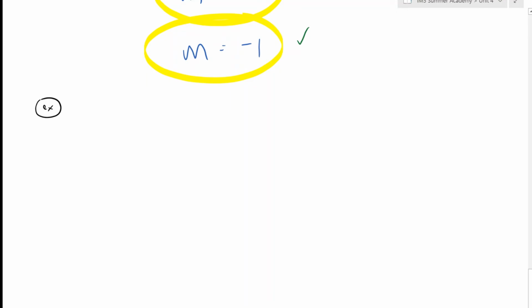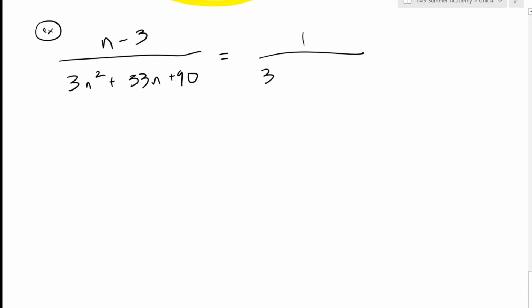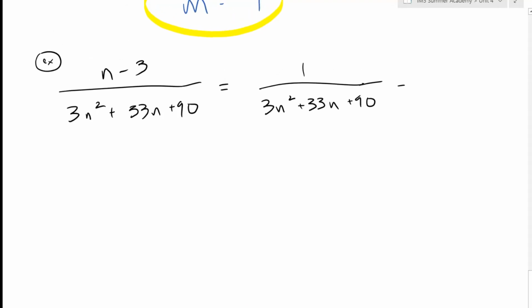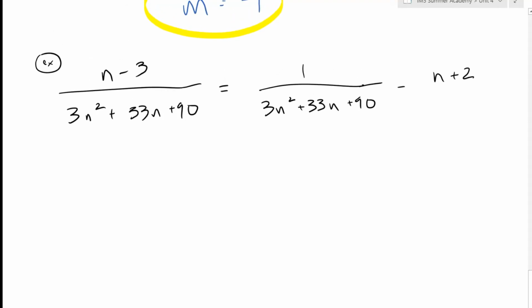Now let's take a look at maybe one of the more complicated ones we're going to see. Let's say it's n minus 3 over 3n squared plus 33n plus 90 equals 1 over 3n squared plus 33n plus 90 minus n plus 2 over 3n plus 15.